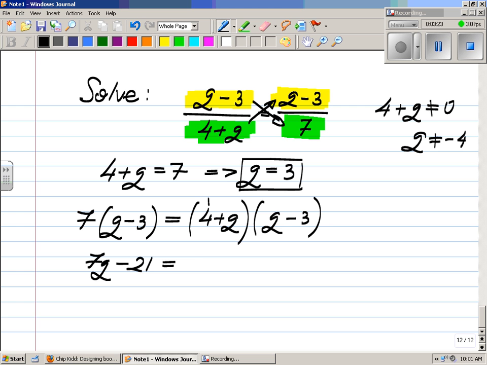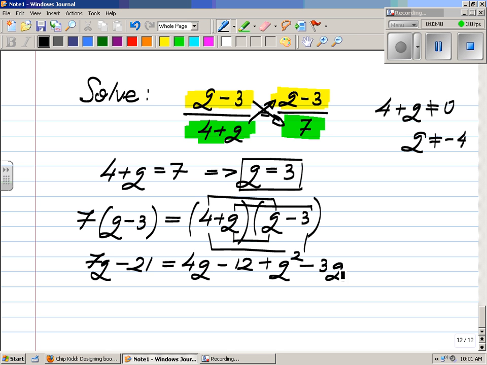If you go with FOIL, you have what? The first term is 4q, because 4 times q is 4q. Then you have what? The outer terms. 4 times negative 3 is what? Negative 12. Then what is next? Inner terms. q times q, q squared. And then the last terms, q times negative 3 is going to be negative 3q.